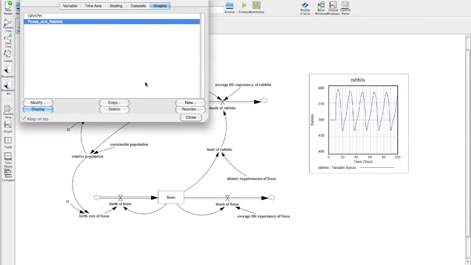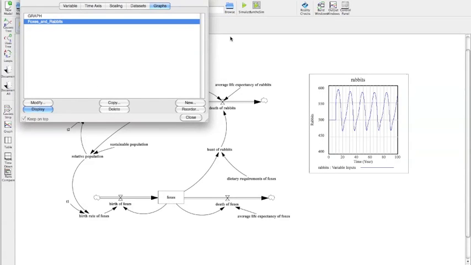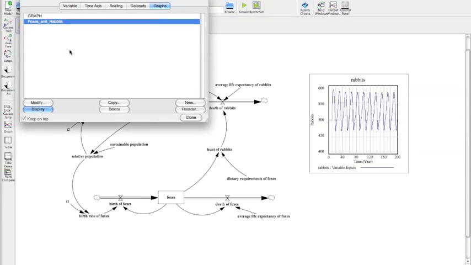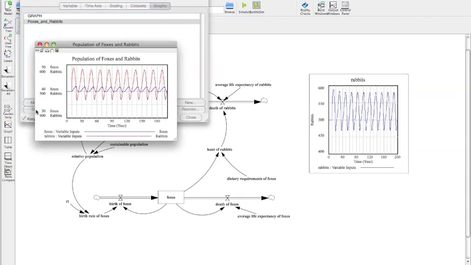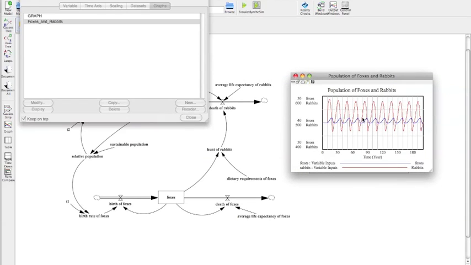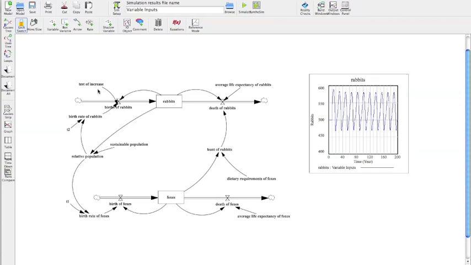Going to settings and running to 200. Now we can rerun, and then we can simulate again simply. Just say yes, so it replaces, and you can display the new graph. You see the revised, sort of the same graph. It just extends to 200. So I thought I'd show that in this case.